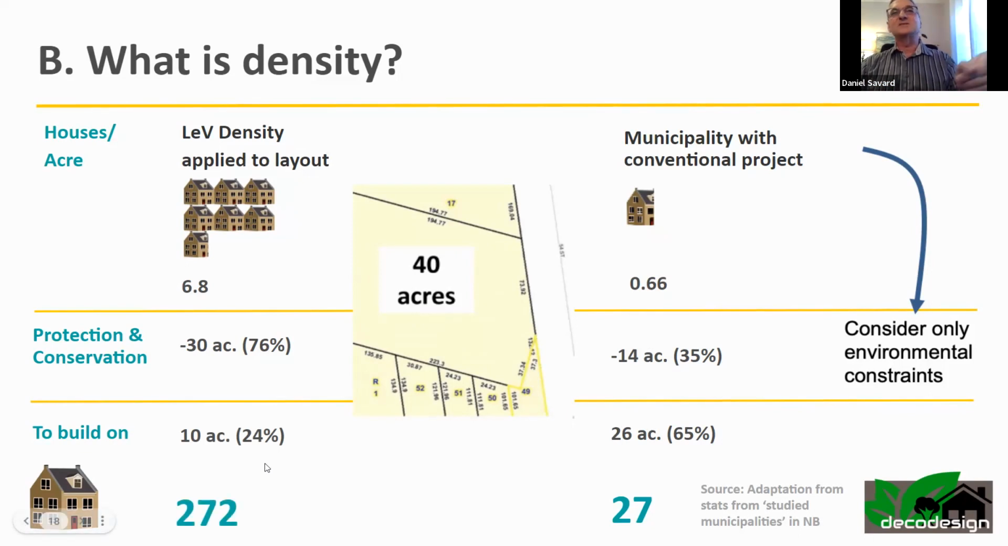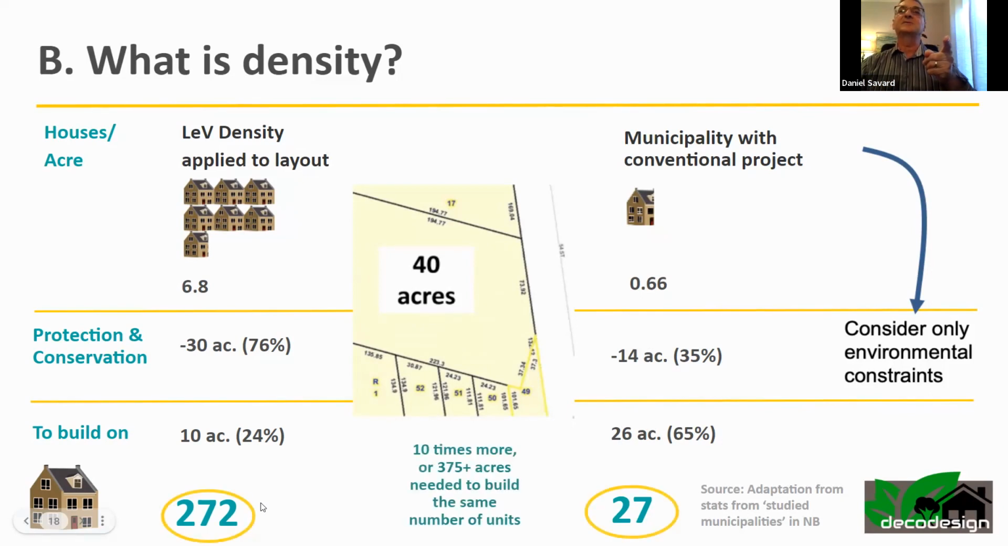Now, 6.8 houses per acre on 40 acres represents 272 houses. And here it's interesting, 10 times more units or houses have been built there compared to the conventional way of doing it.